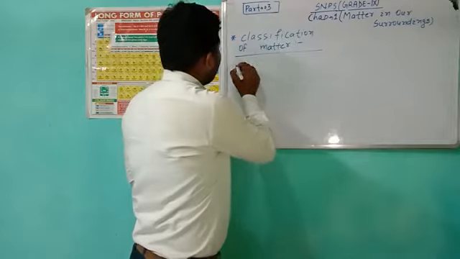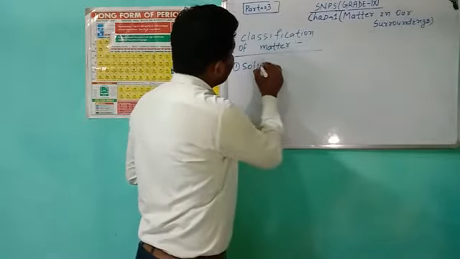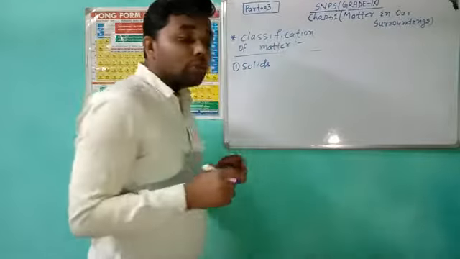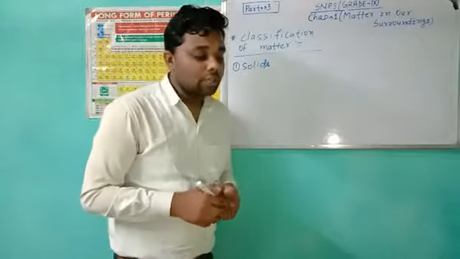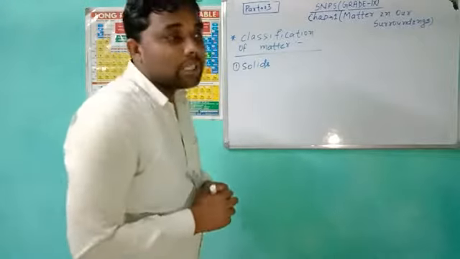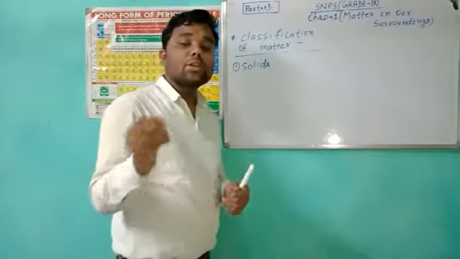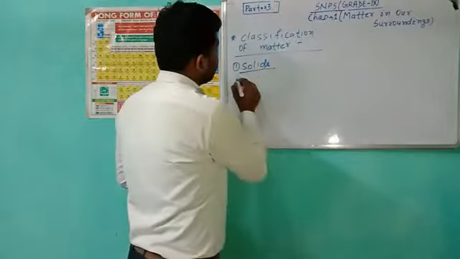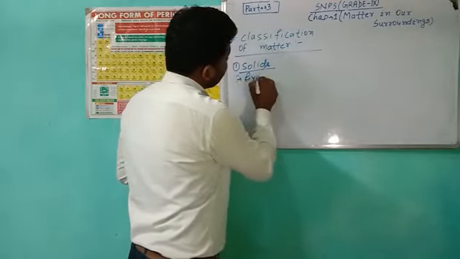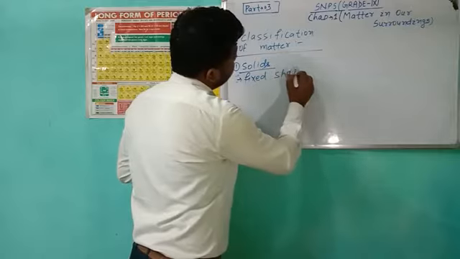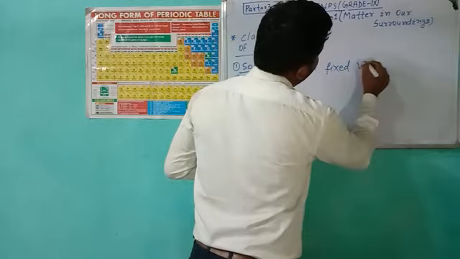Here we start with solid, and one by one we are going to talk about the properties of solids. The first property of solids is that they have a fixed shape and fixed volume.